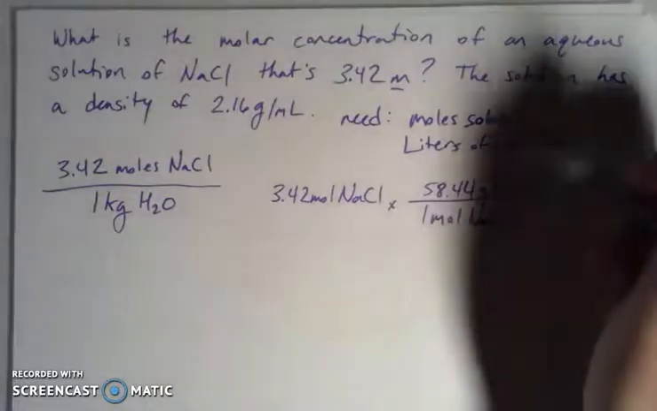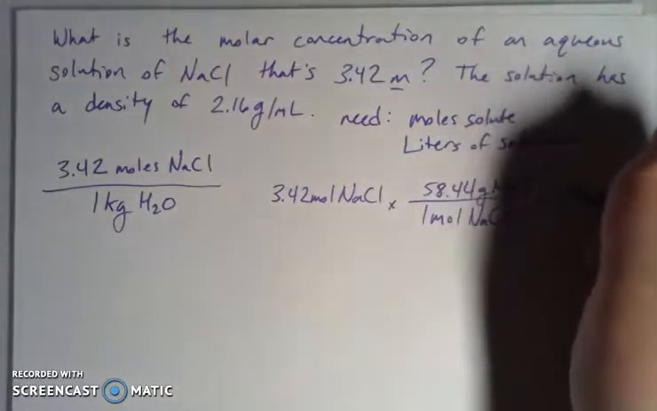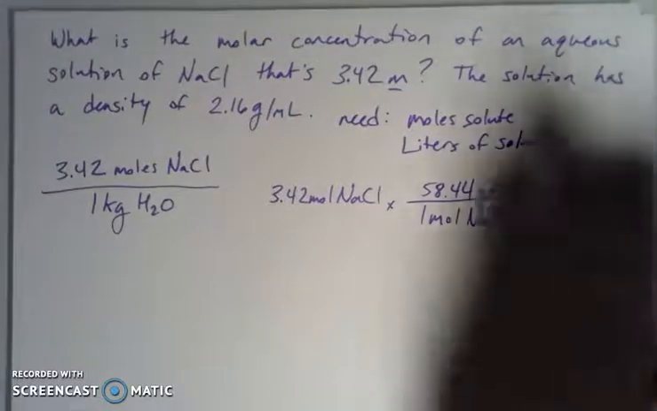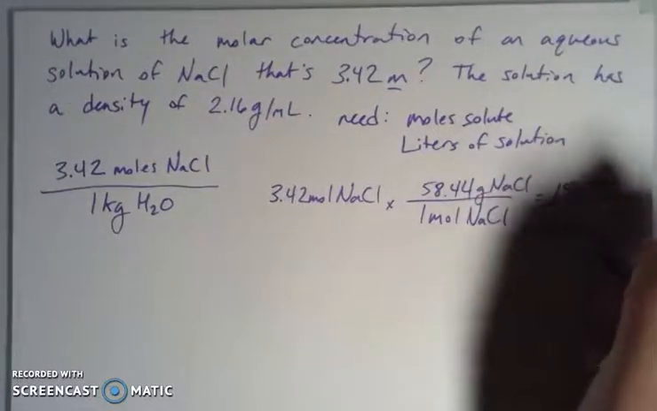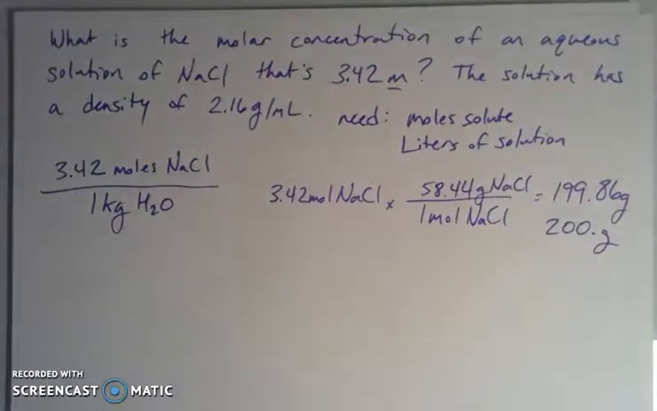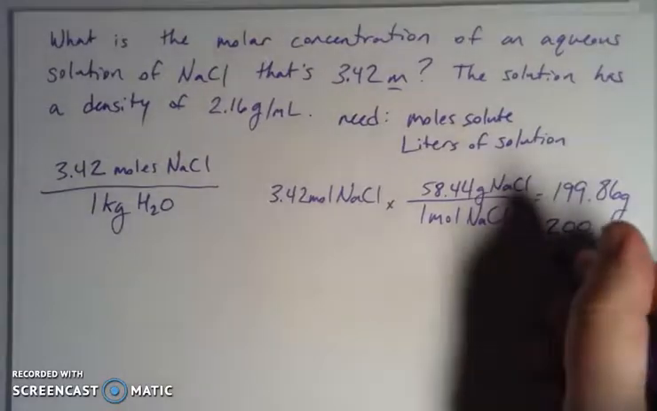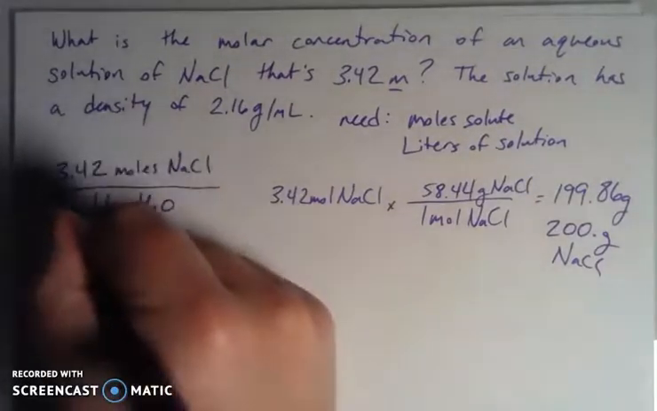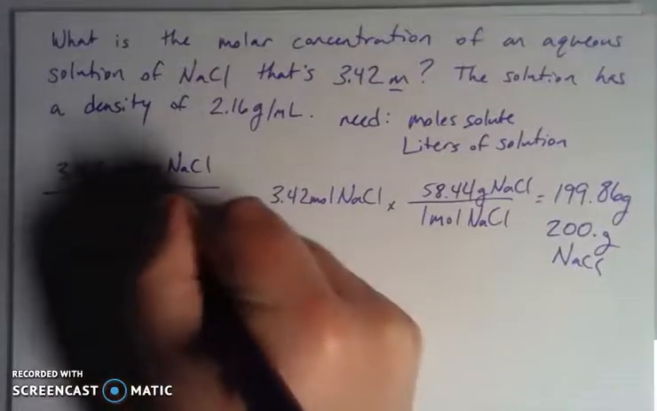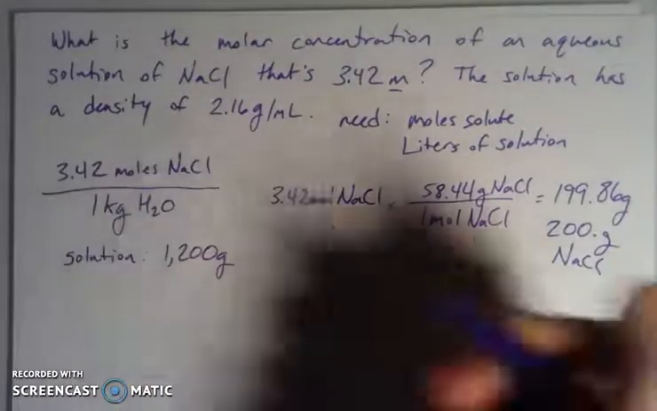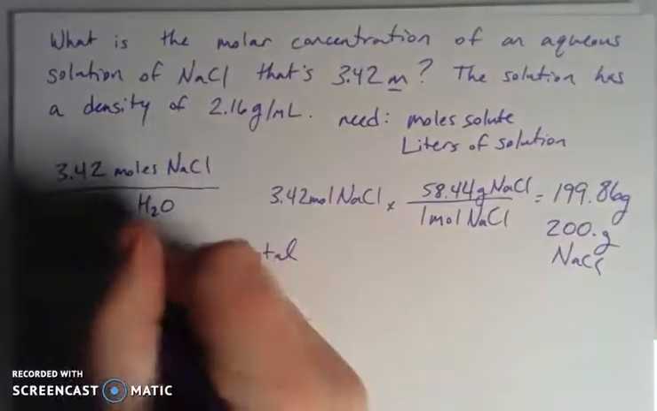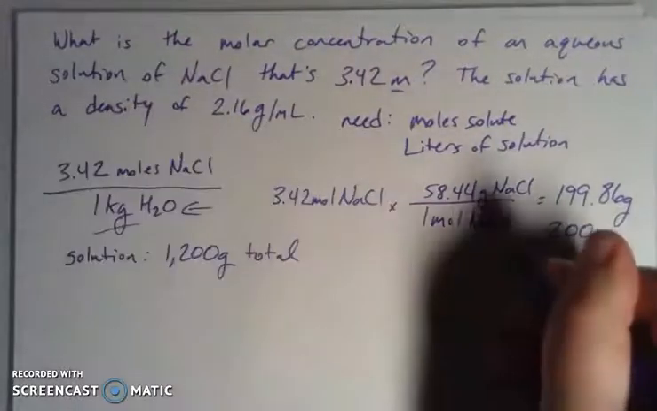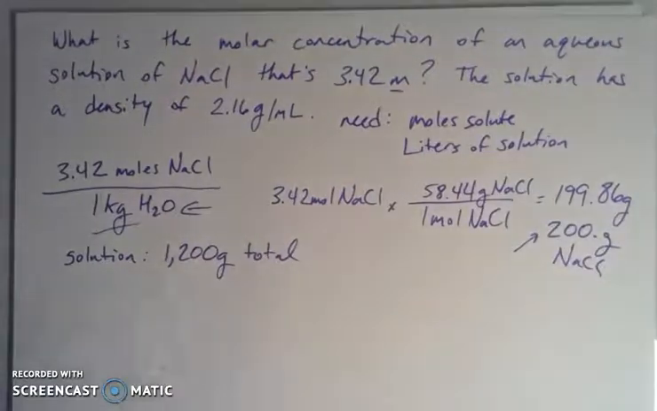And that gives me 199.86 grams, which would be kind of 200 grams with 3 sig figs. You can round at the end, of course, if you want to. I'm just going to keep it for nice round numbers. So I have 200 grams then of sodium chloride. I have 1,000 grams of my H2O. So my total mass of solution is 1,200 grams. I added these together, the 1,000 grams here, the 200 grams here. That gives me this total mass.